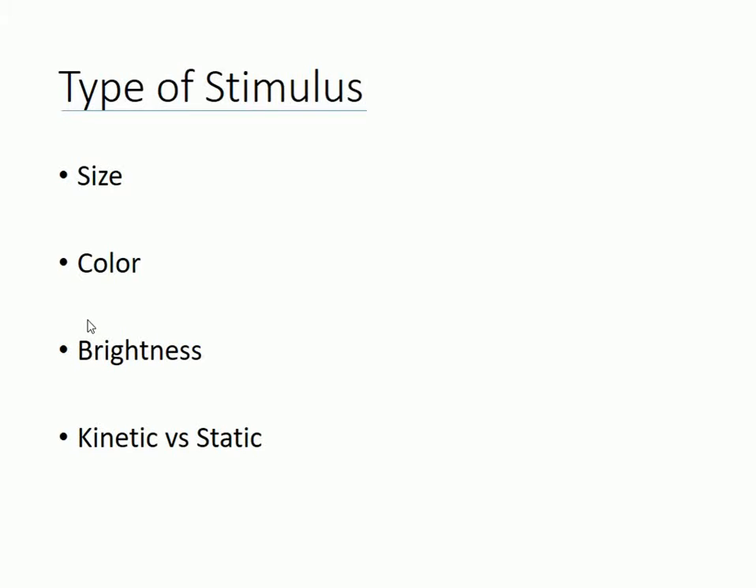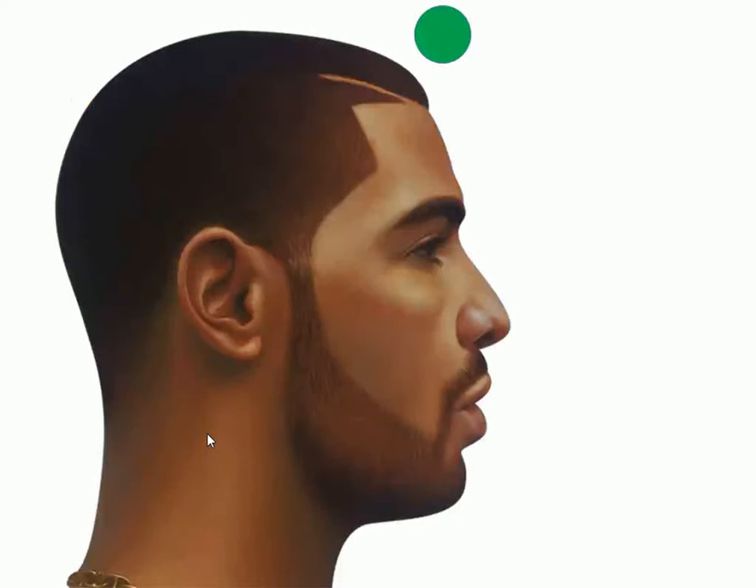Okay, the next thing that I want to discuss now is the type of stimulus that we use. The variables that we can work with are the size of the stimulus, the color of the stimulus, how bright it is, and whether the stimulus is a kinetic, moving stimulus, or a static, non-moving stimulus. And we'll describe what we mean by this in a moment. We'll start with this idea of the kinetic versus static.